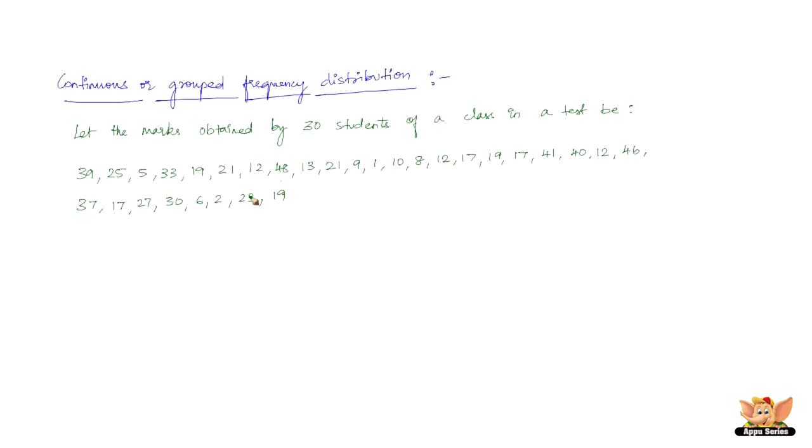Now, arranging this in the discrete frequency distribution is not very simple. It does not solve the purpose of making this further simpler, because the difference between the lowest variable and the largest variable is not very small. So this is when the continuous or the grouped frequency distribution comes into play. Now let us see how we can arrange these marks by the method of continuous or grouped frequency distribution.